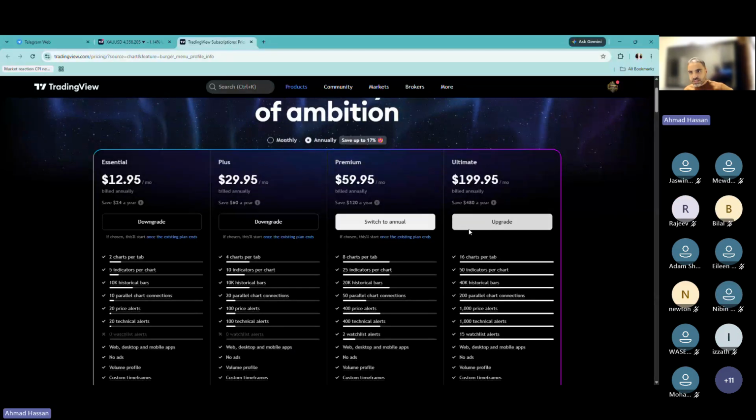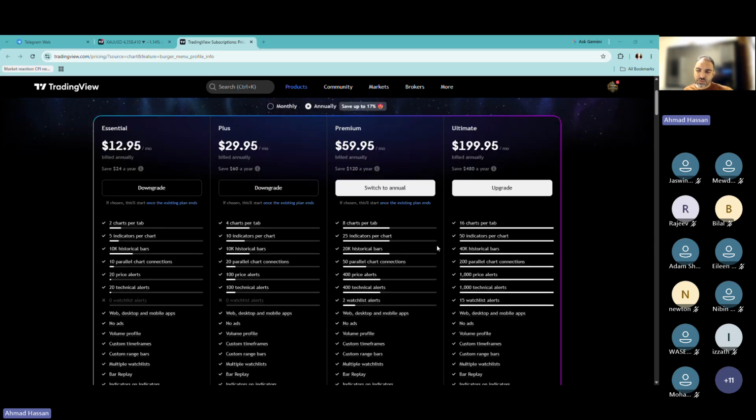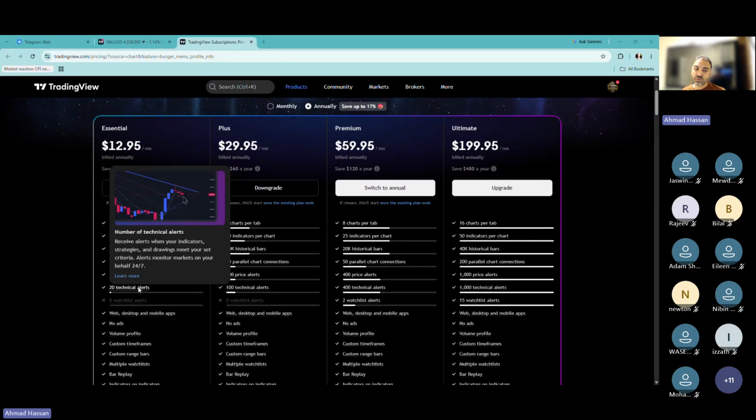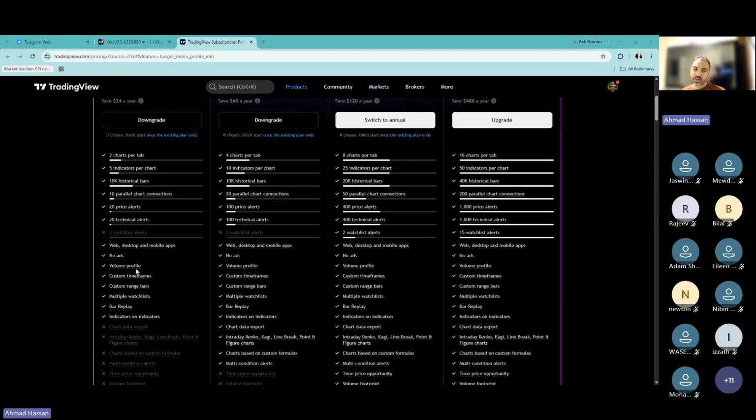See, I'm using this Ultimate version, which has 50 plus indicators on a chart and 40K historical. But this is for people who want to do coding and all that, and there will be no ads in this, and you'll get a lot of facilities in that. Previously I was using this one, $59 per month. That is also good. But for all of you, if you want the basic one, I think this is the best one, $12.95 per month. You'll get at least 5 indicators per chart, and you'll get 20 price alerts with 20 technical alerts. No ads will be there. You'll be able to get volume profile and all this stuff.